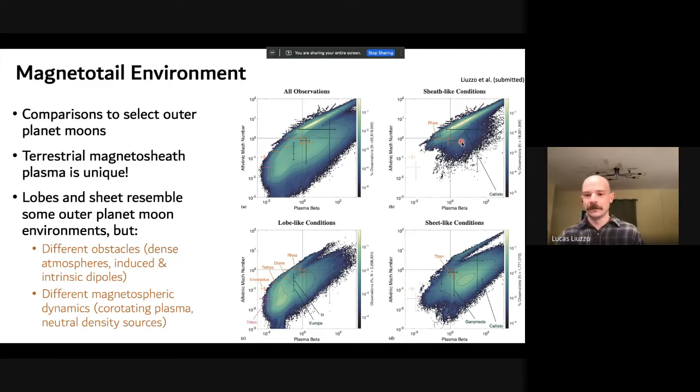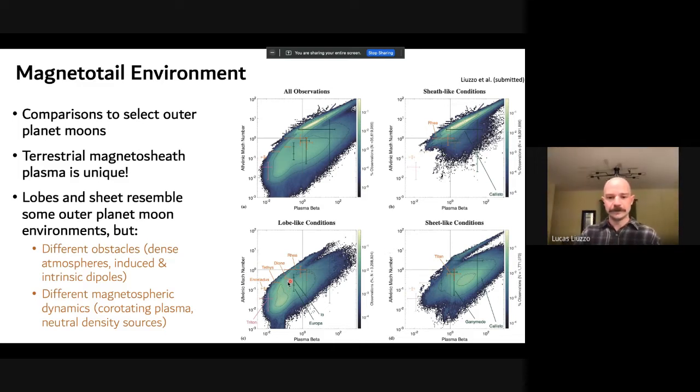We can look at ranges for a few select outer planet moons. The one I'll draw attention to is Callisto, and this other orange one here is Rhea. And we see, maybe except for the most extreme events at Callisto or Rhea, that the magnetosheath plasma, at least in terms of Mach number and plasma beta, is really unique to Earth's magnetosphere. So the moon is really exposed to an environment that we don't see anywhere else in the solar system. If we look at the magnetotail lobes and the magnetotail plasma sheet, however, we start to see some environments that are closer to the moons of the outer planets that we can expect.